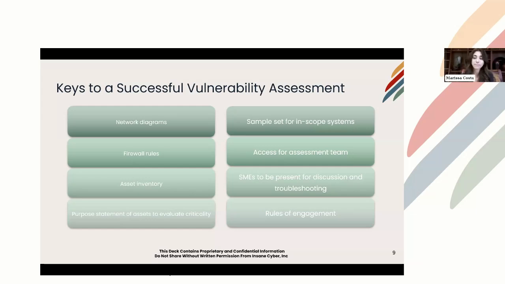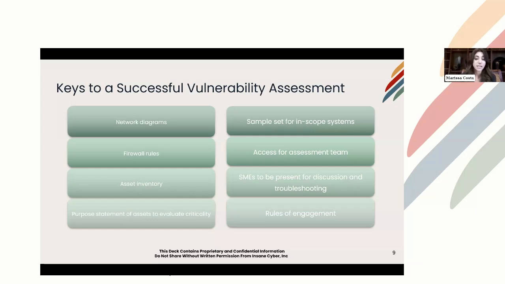Next, access, which I touched on, is really important for a team to come on site and have all the access they need, whether that is user accounts or even things like network access if they're connecting right into the network. Having all of that prepared for the team is really important. And subject matter experts being present for discussion and troubleshooting. This goes along with access: if a team comes on site and they don't have the proper access, the subject matter experts should be available so that they can troubleshoot that with the team and really get the ball rolling as soon as possible.